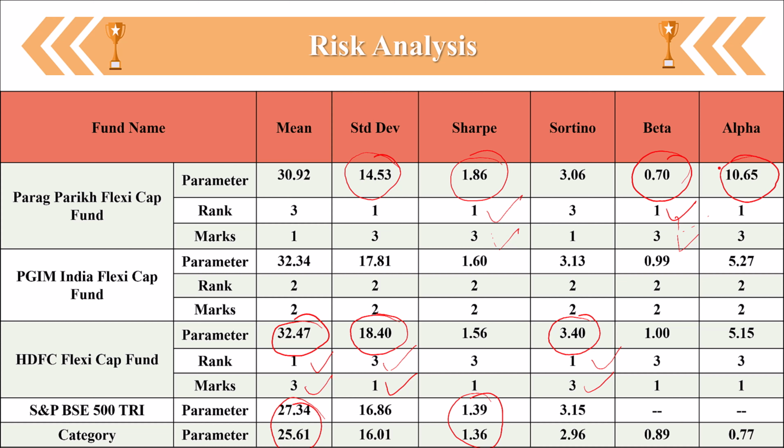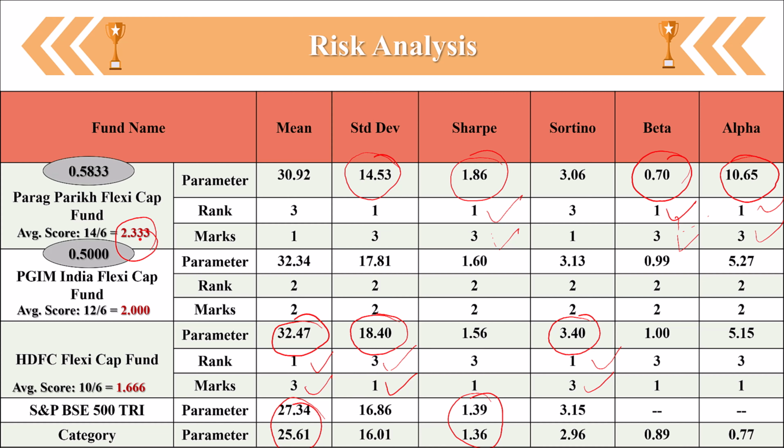Similarly, we will calculate the average marks. Average marks is nothing but the summation of all the marks upon the number of parameters. That comes out to be 2.33 for Parag Parikh Flexi Cap Mutual Fund. For the PGIM, it's 2 and HDFC is 1.666. For the risk analysis part, we have allocated almost 25% weightage. So we will calculate 25% of this. It comes out to be 0.5833, for the PGIM it comes out to be 0.5, and for the HDFC it comes out to be 0.4166.